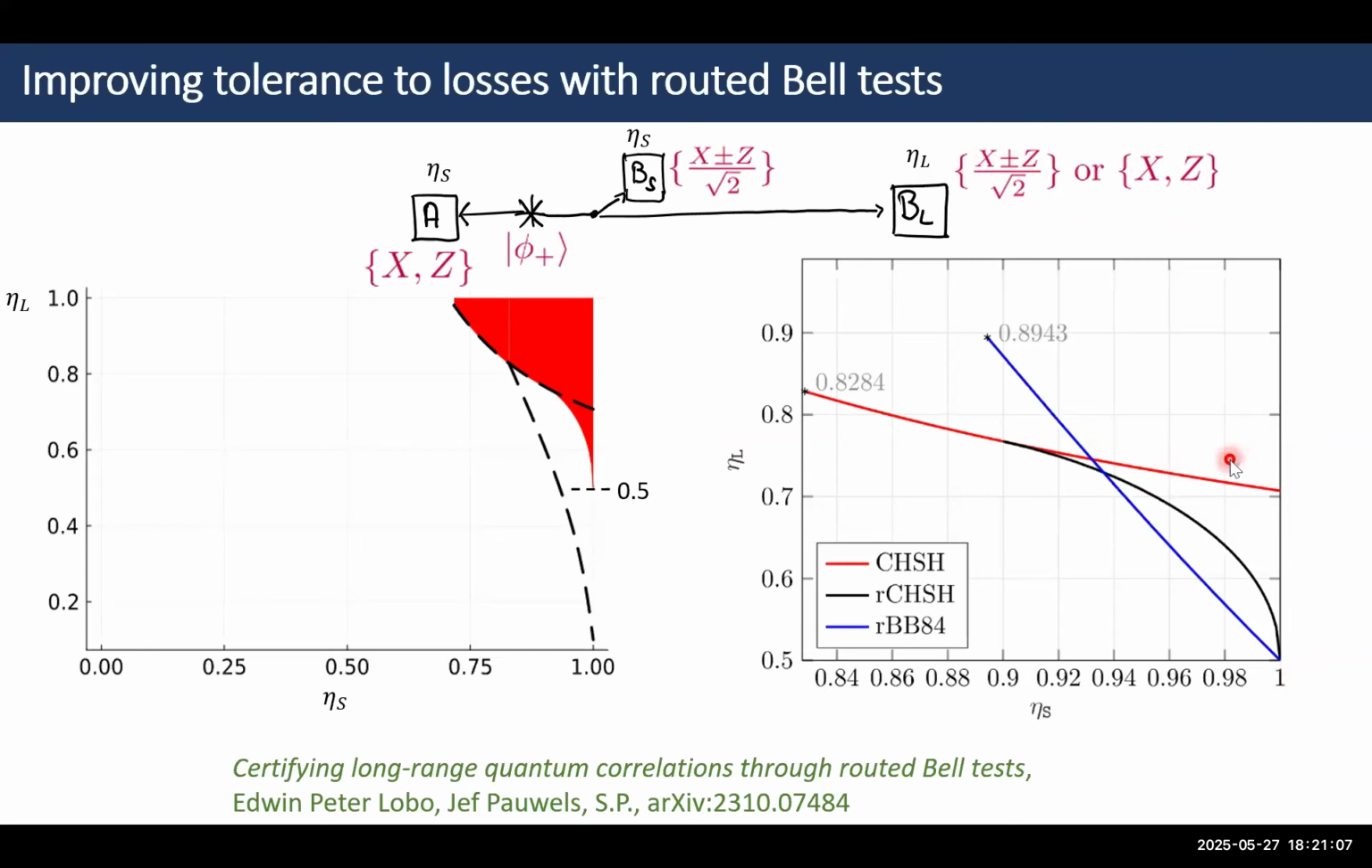Okay, and you see that in the case where I have perfect efficiency in the short path, so 1, in a standard Bell experiment, I would need an efficiency for the distant Bob of at least 70%, but now this can go down to 50%. As before, the region where we can establish long-range quantum correlation is this red region in parameter space.